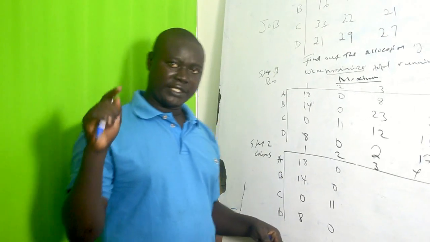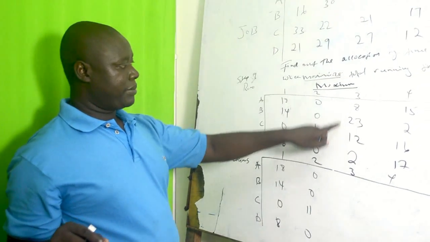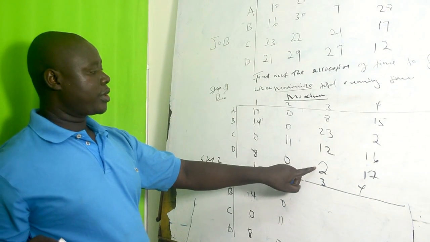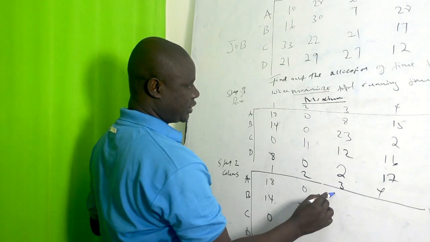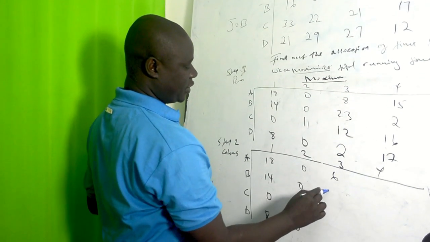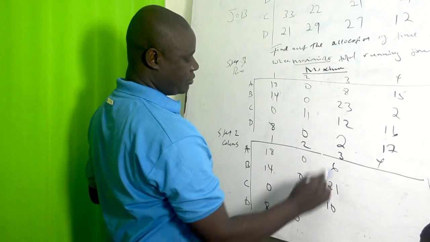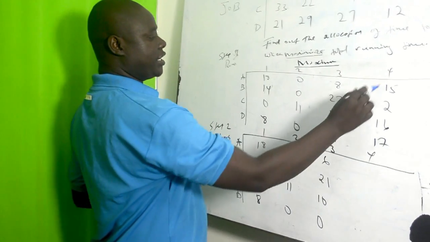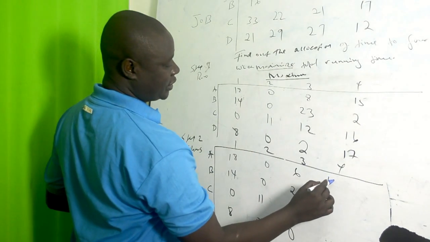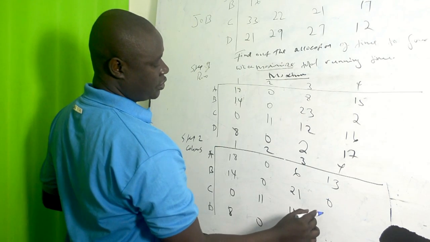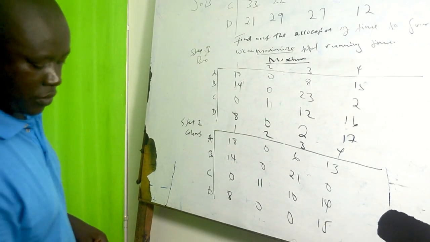In the first step we used maximization, but in the second step we look at the minimum number. The minimum number here is 2. So we're going to subtract 2 from all the numbers. 8 minus 2 is 6. 23 minus 2 is 21. 12 minus 2 is 10. 2 minus 2 is 0. Then the minimum number here is also 2. 15 minus 2 is 13. 0, 14, and 15.